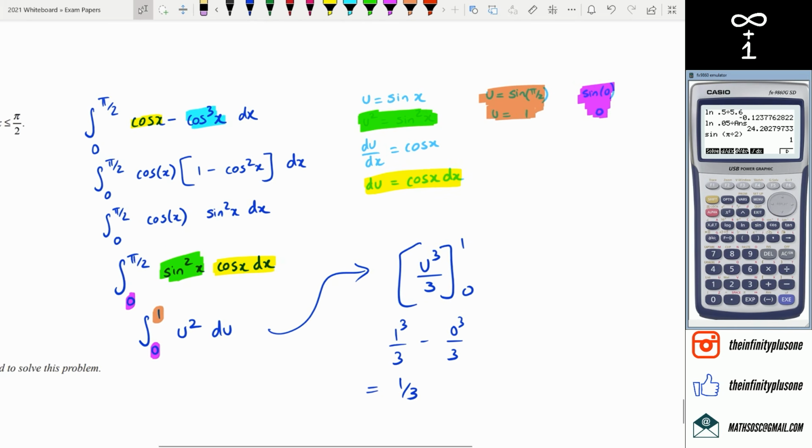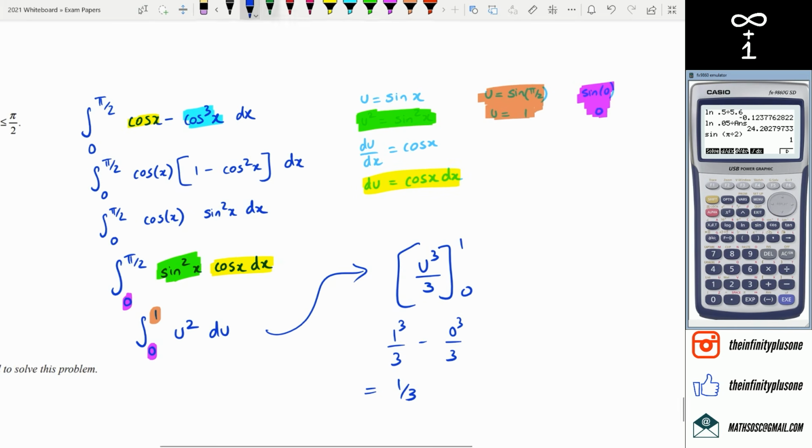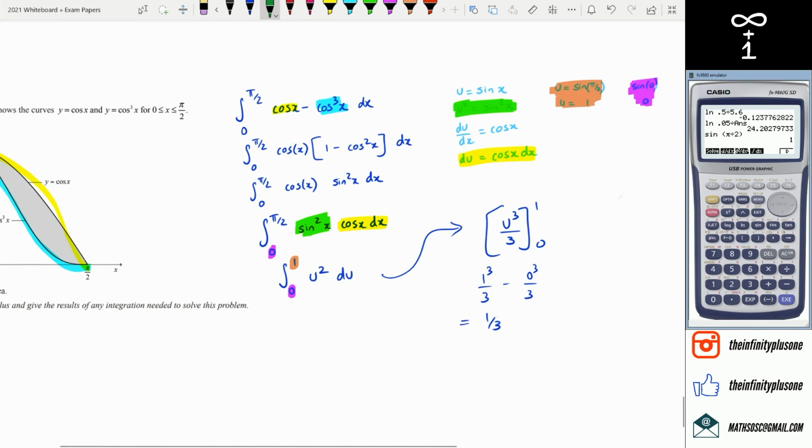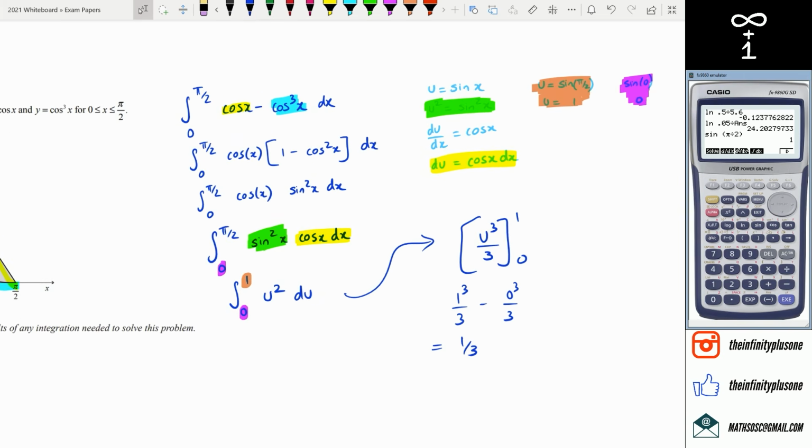And yeah, that's basically it for this answer. I just checked the answer schedule, and that is correct. 1/3 is the correct answer. But this is basically using substitution to make things a whole lot easier for you in terms of solving this question. So grades wise, a correct solution with correct integral gets you an excellence, or 8 points.